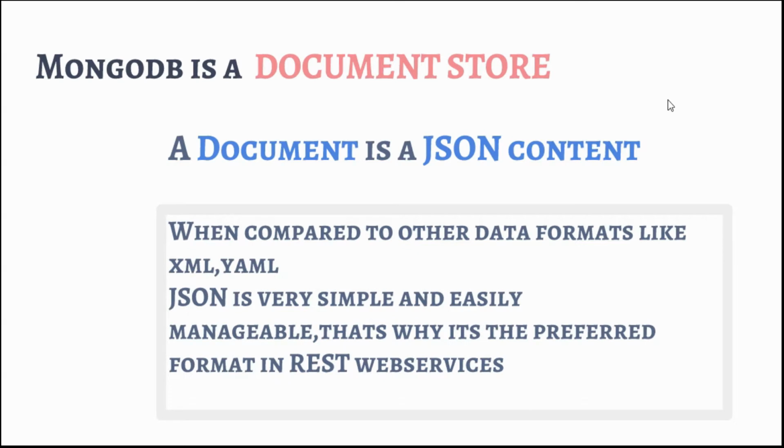When compared to other data formats like XML, YAML, JSON is very simple and can be easily managed. That's why JSON is a preferred format in case of REST HTTP web services. And similarly, you might have seen JSON is being widely used in AJAX requests also.